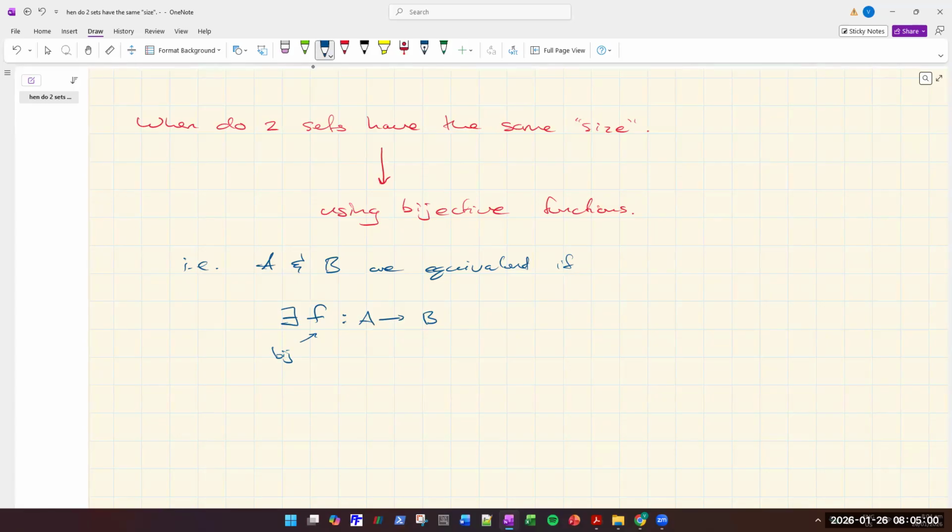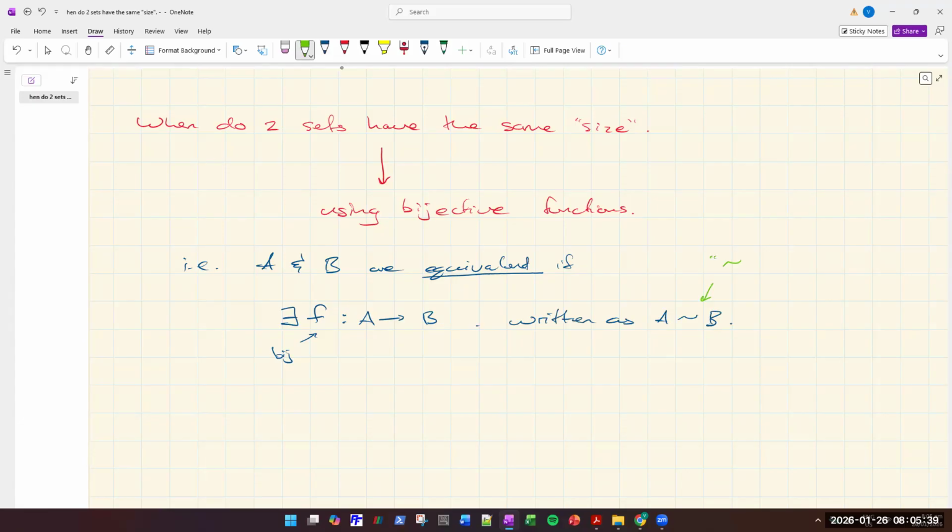And so now that basically allowed us to tell when two sets have the same size. They have the same size if you can construct a bijective function from one into the other one. And this is written as A is equivalent to B. And we showed that this idea of equivalent sets forms an equivalence relation.